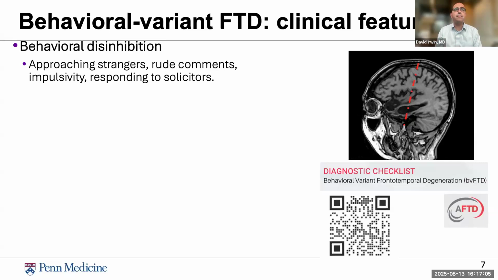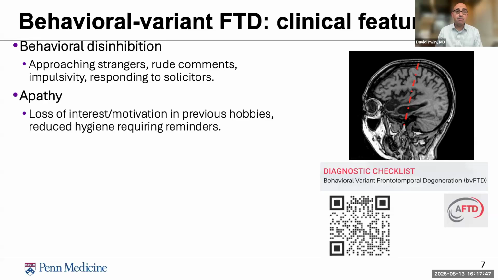this progressive social disorder. Walking through the specific features of the social disorder, first is behavioral disinhibition. This can come in many forms, such as approaching strangers, saying rude or inappropriate comments that are uncharacteristic of a patient's personality, or impulsive decisions that aren't characteristic of someone prior to the onset of symptoms. These are very active symptoms, but there are also less active symptoms that could cause significant difficulties, such as responding to solicitors and giving out personal information. So this is important in terms of detecting and helping manage symptoms.